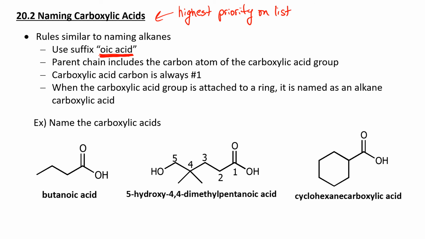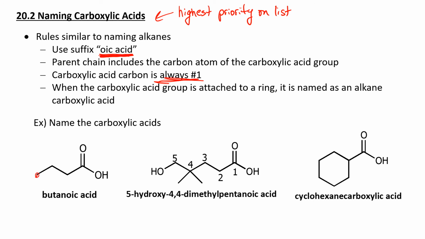So, the carboxylic acid should always be included in the longest parent chain. The carboxylic acid should always be number 1. And if it's attached to a ring, we name it as an alkane, whatever it is, carboxylic acid. We'll look at an example below.